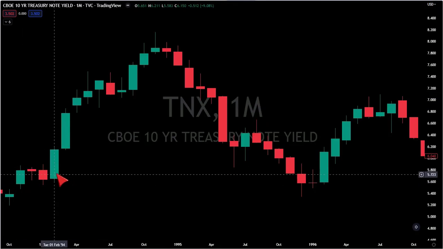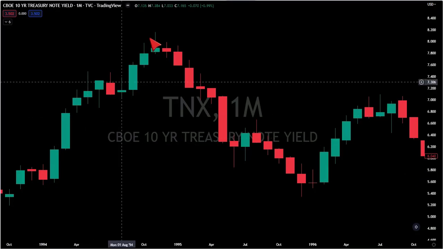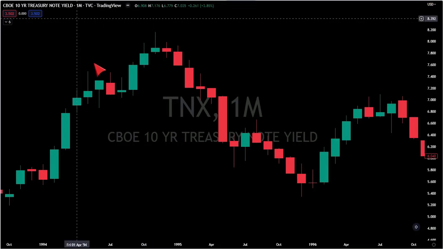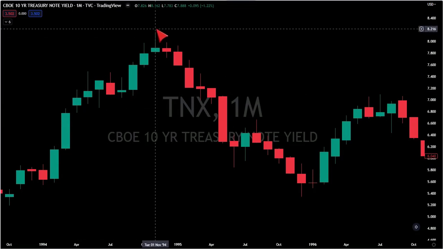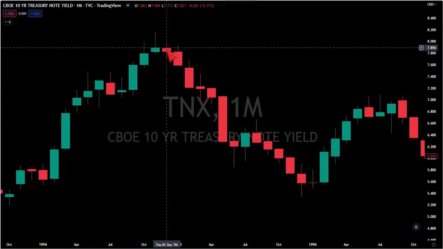Here is the 10-year Treasury in 1994. You can see how we went from a 560 all the way up to about an 820. Obviously, this move was stronger based upon the percentage basis, but you get the idea. Look when it turns, right? Right around December, right around his last rate hike.